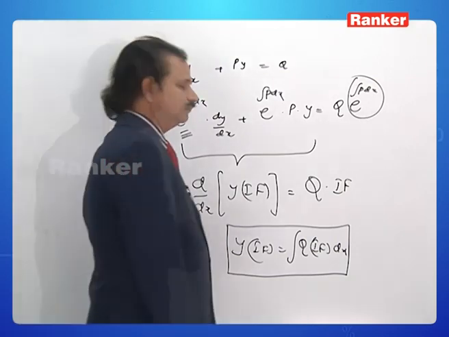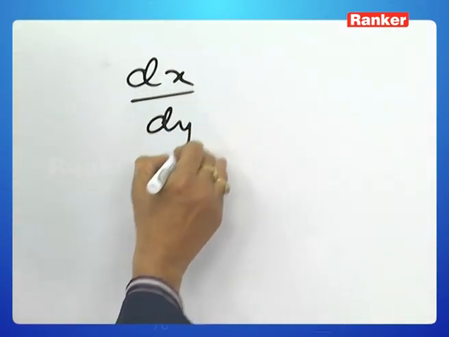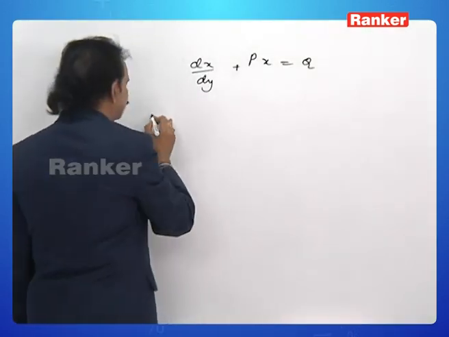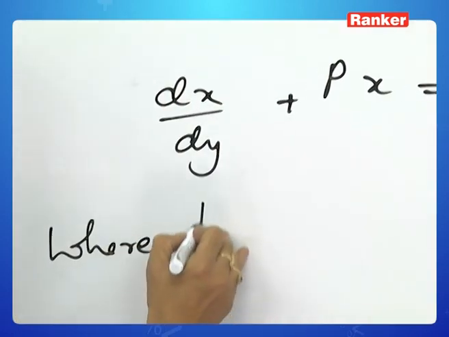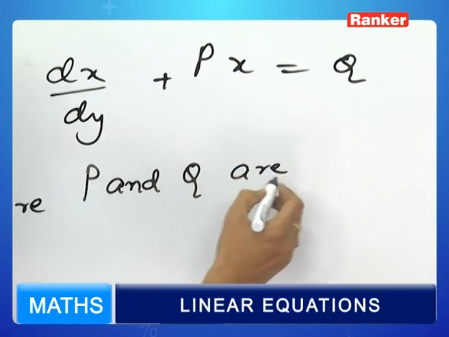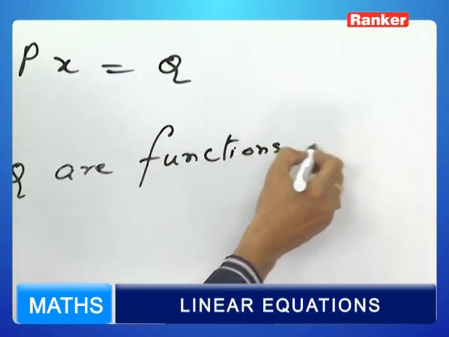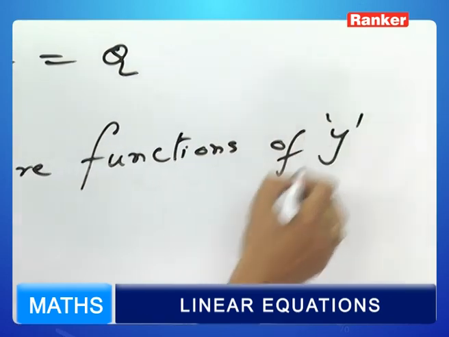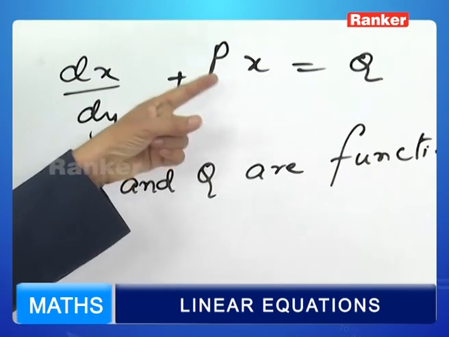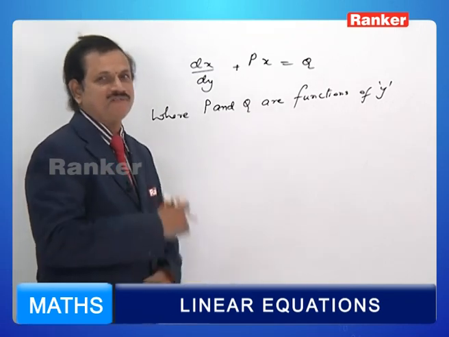Let us see. A differential equation of the form dx/dy plus Px is equal to Q, where P and Q are functions of y only, is called a linear differential equation, which is linear in x. Then how to trace it, how to identify it?